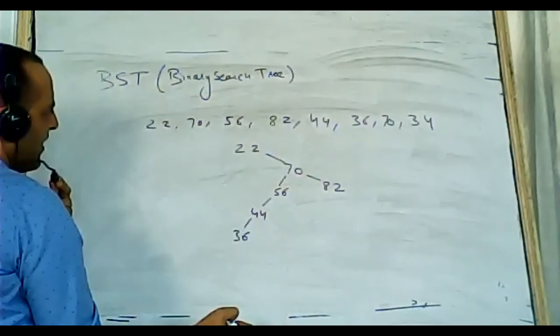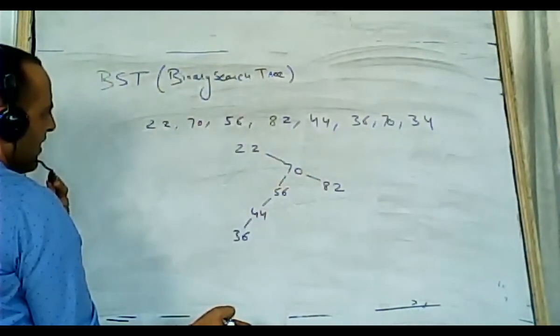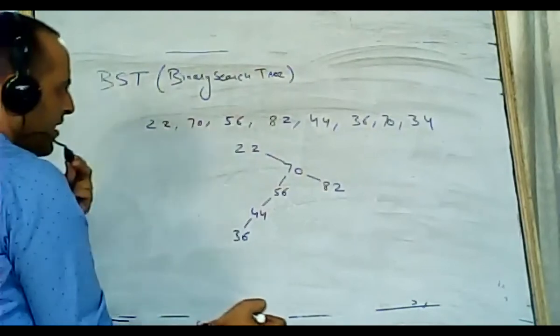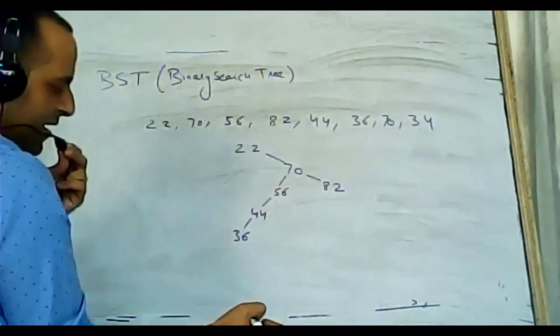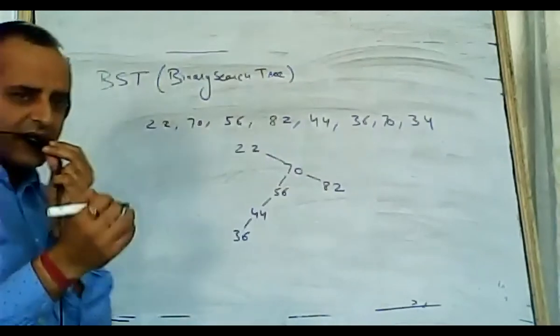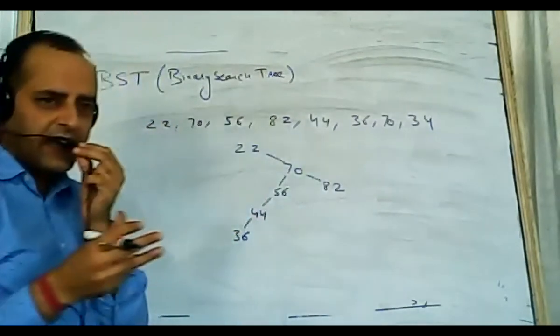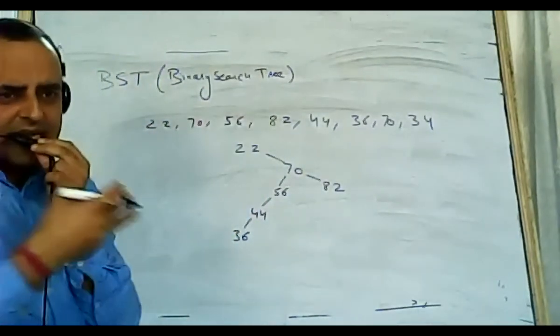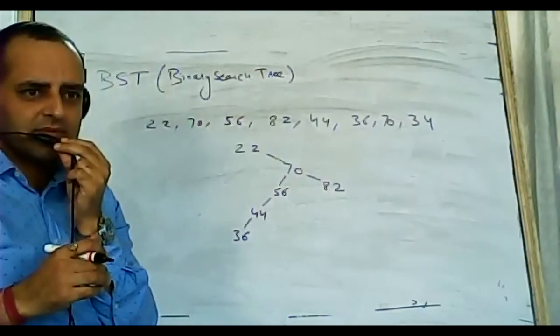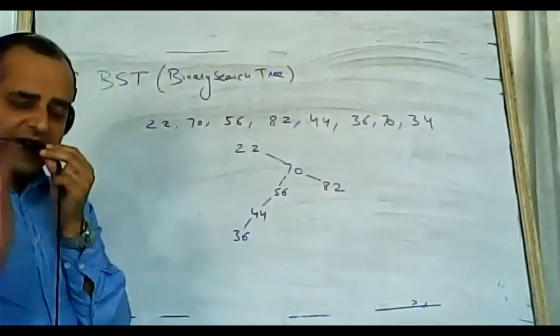Then 70 comes again, which is equal to the existing node 70, so it will not be added now, because it has already been added. This is the trick I have put in this tree. 70 cannot be put again into this tree. The same element cannot occur twice.